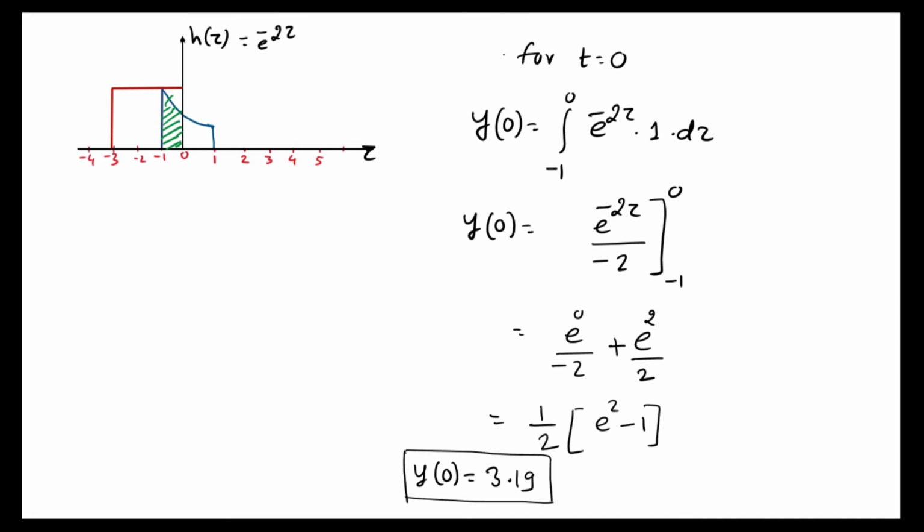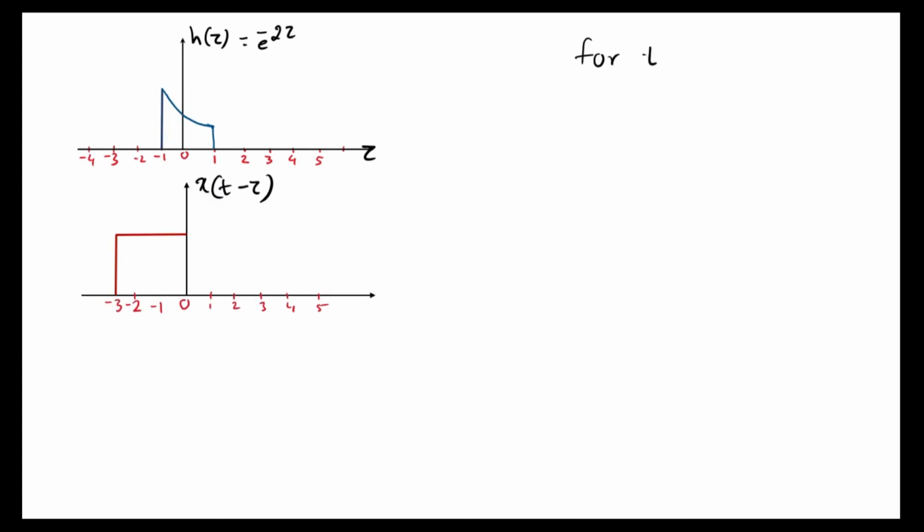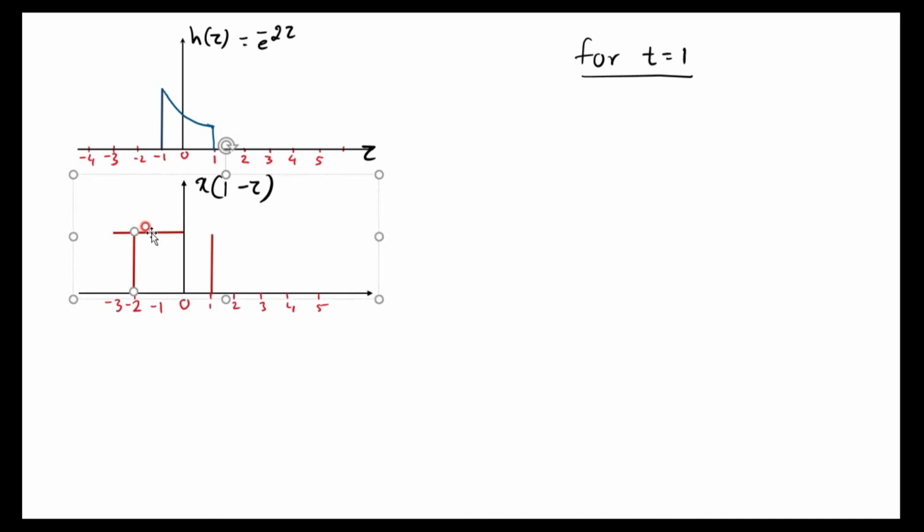Now we'll consider t equal to 1. For t equal to 1, this signal will be x of t minus tau. So we are supposed to shift this x of t minus tau signal towards right by 1 unit. Now I will shift this signal towards right by 1 unit, so that we'll get x of 1 minus tau. Here we can observe that this is the x of 1 minus tau signal. Now we'll compare x of 1 minus tau signal with h of tau signal.